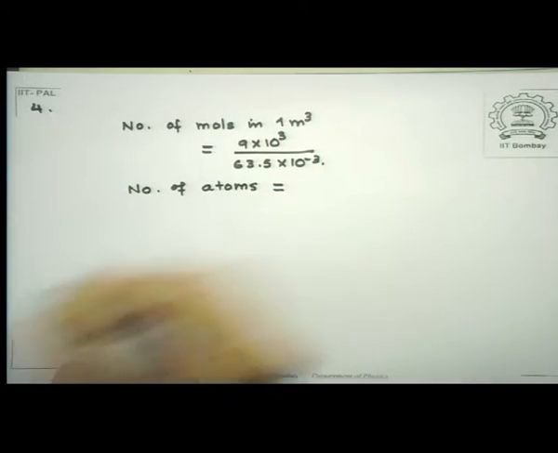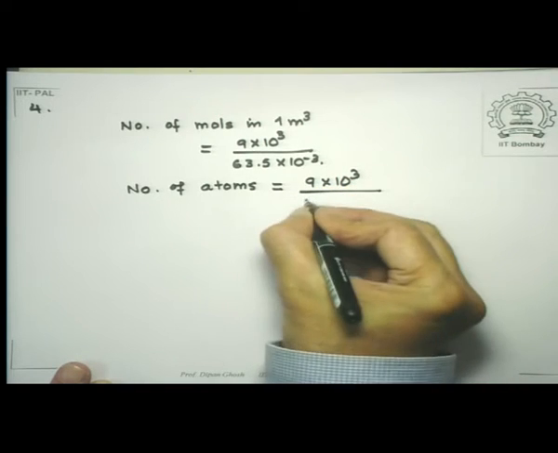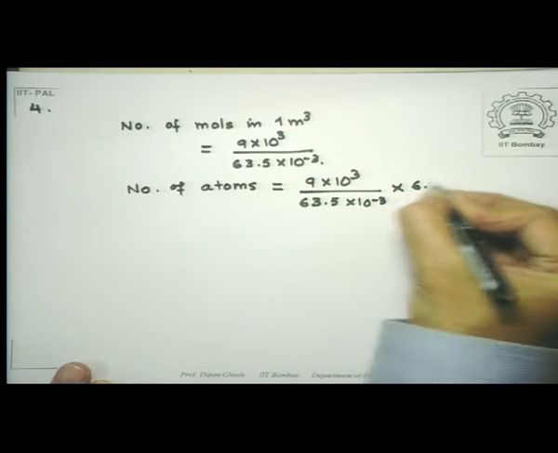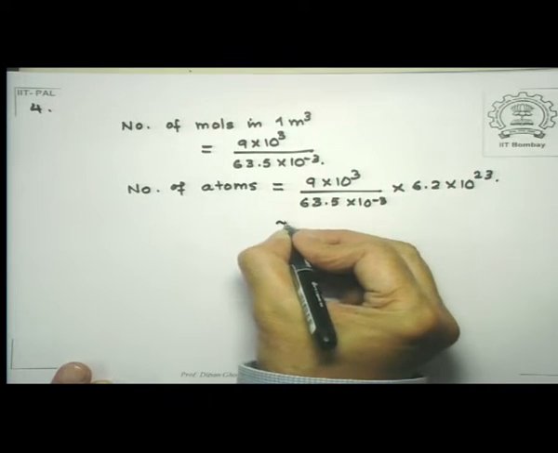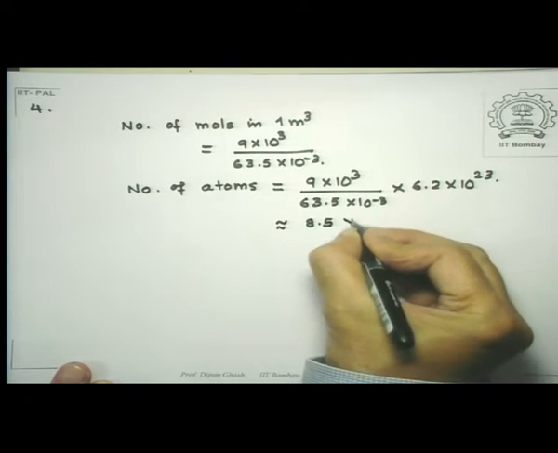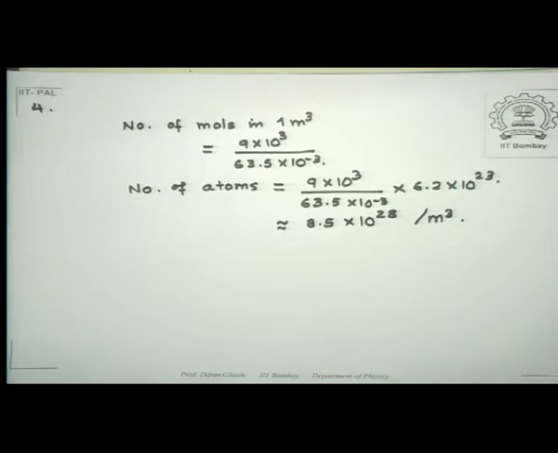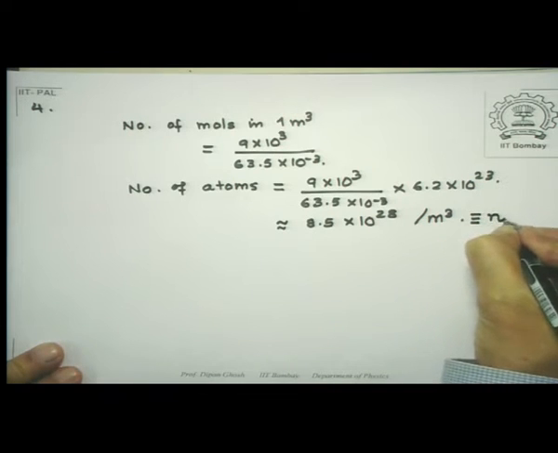which will be the same as the number of electrons, is simply this number, 9 into 10 to the power 3 by 63.5 into 10 to the power minus 3 multiplied by the Avogadro's number, 6.2 into 10 to the power 23. And this, if you calculate, works out to 8.5 into 10 to the power 28 per meter cube. And since I have said each atom has one electron contributing to the free electron gas, this is also the number of electrons n. So this is also identical to the n that we have talked about.